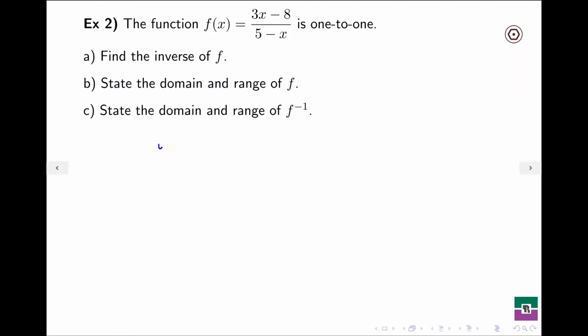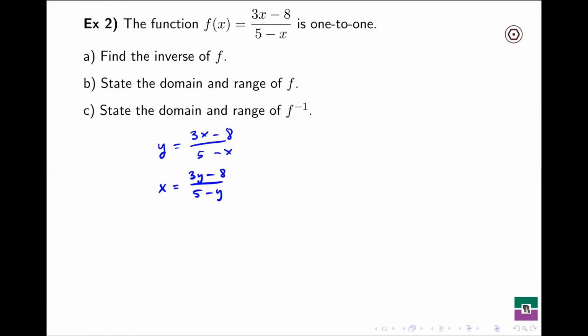What you do is you replace f of x with a y. So that first step's not too bad, just replacing f of x with a y. And the second step's not bad either. It's just rewriting as well, because they had said interchange x and y. So wherever you had a y, it now becomes an x, and wherever you had x, it now becomes a y. Oops, it's a 3y minus 8, 3y minus 8 over 5 minus y.